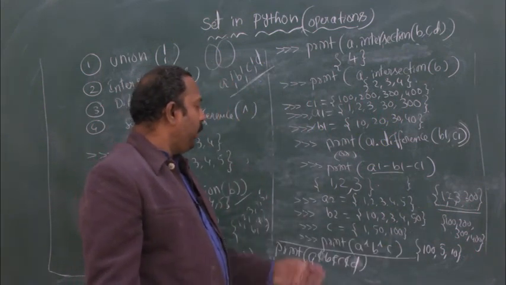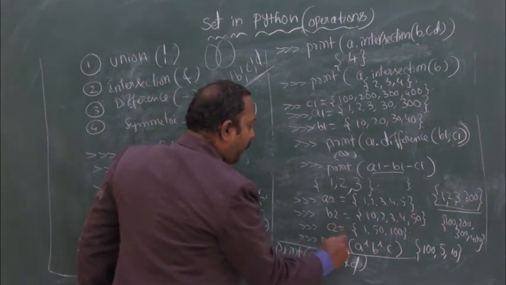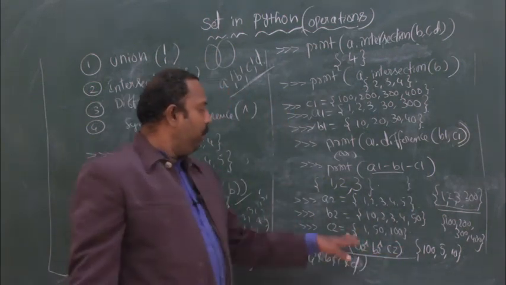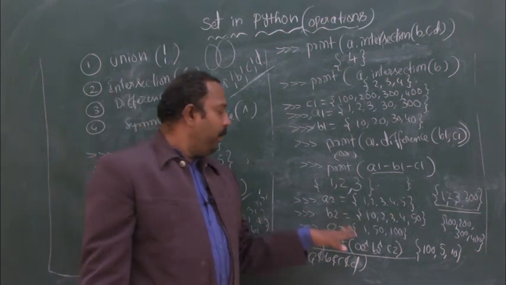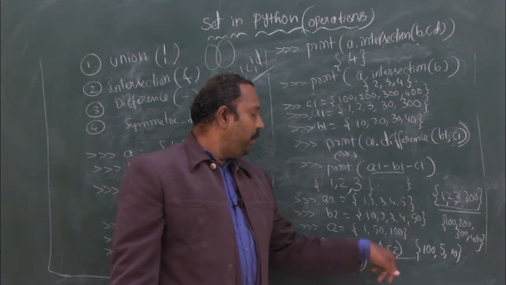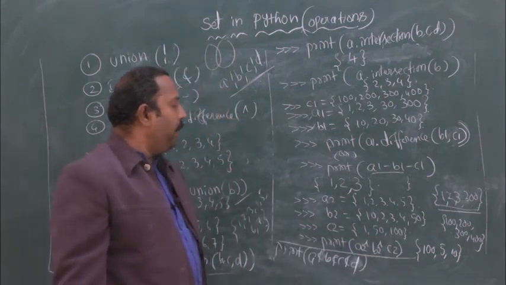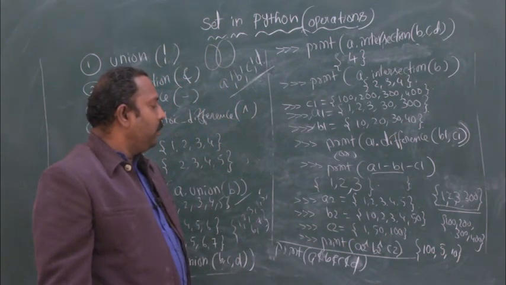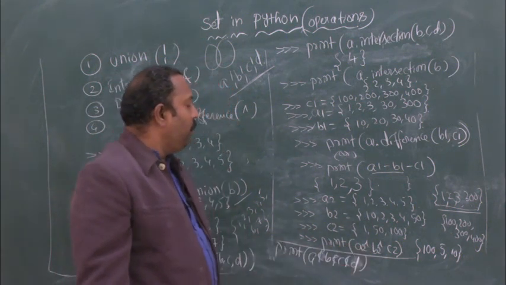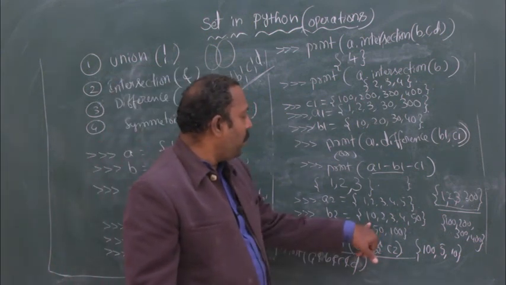Here we have taken A2, B2, C2, so print A2, B2, C2. You have to use the same variables here. A2 symmetric difference B2, symmetric difference C2. So what is the output you got here? 100, 5, comma 10. Here see A2 symmetric difference B2. What is the output you will get? So what are the non-common elements here?